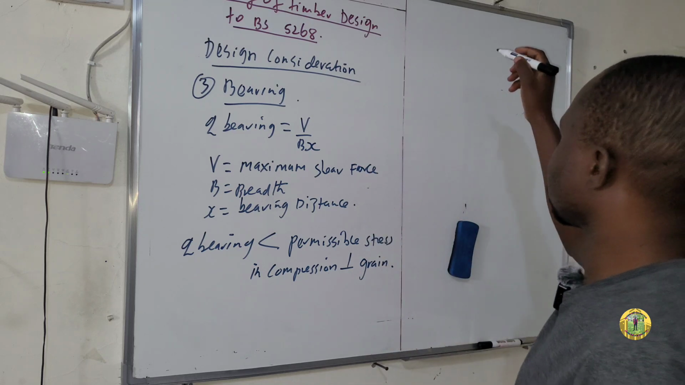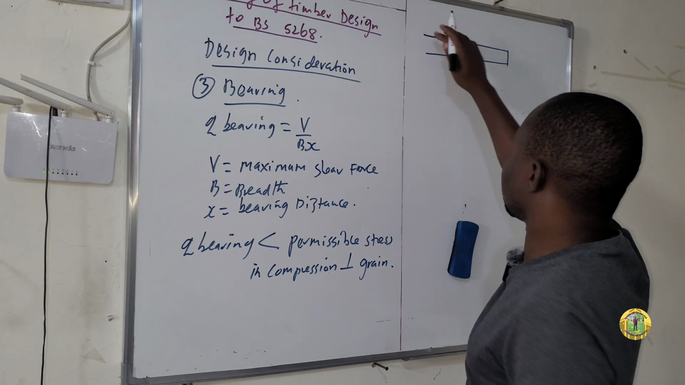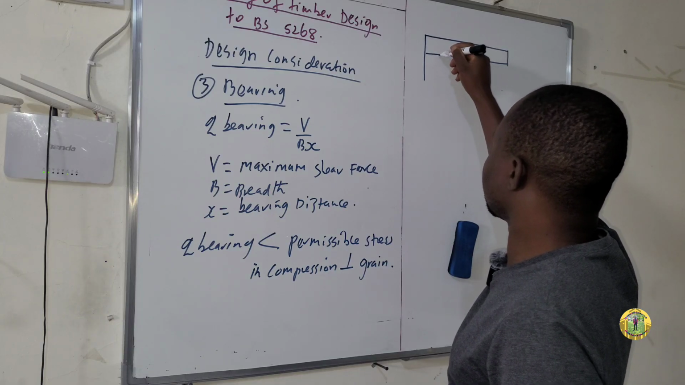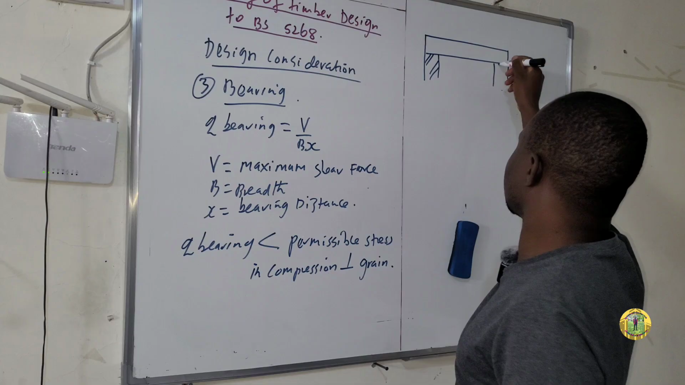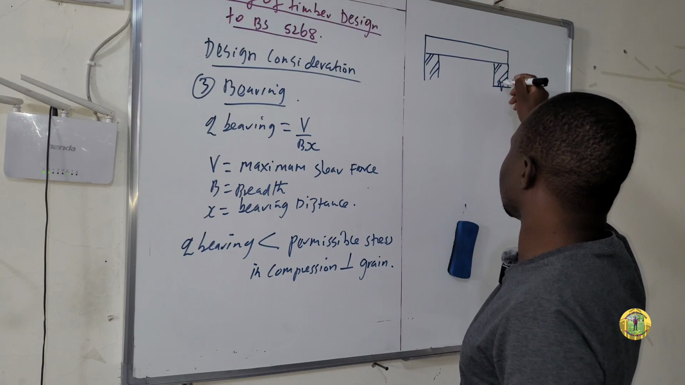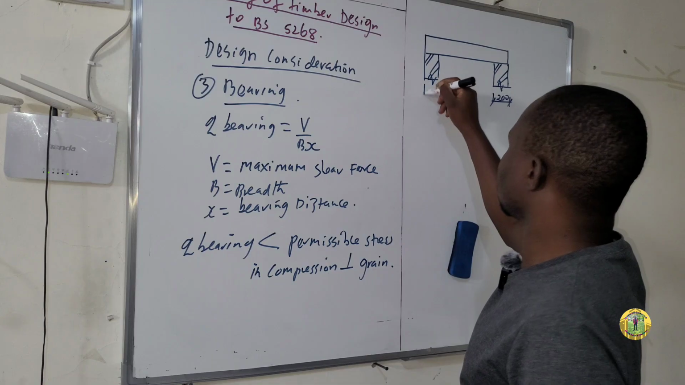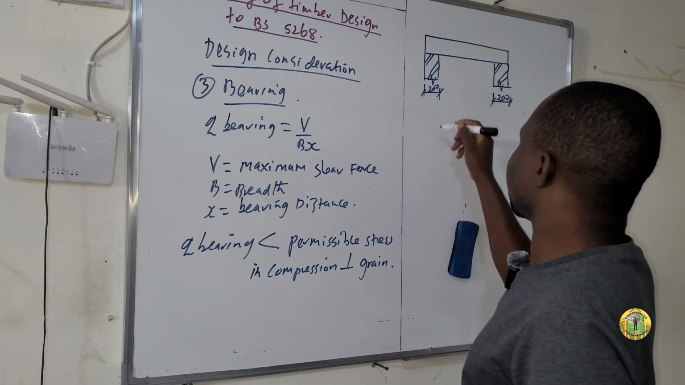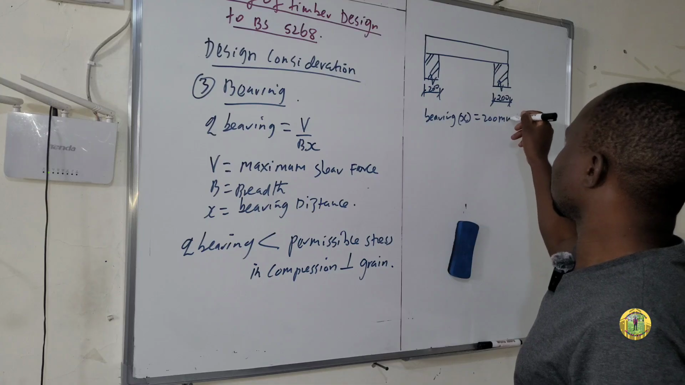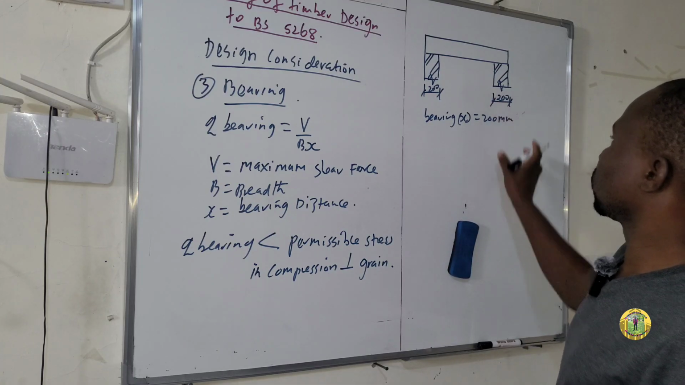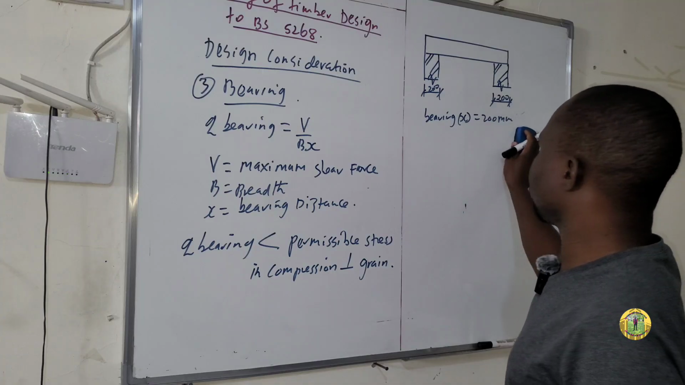So I want to explain this bearing distance. If this is a beam or a joist, and this joist is supported on the wall, and the thickness of this wall is 200, then the bearing distance, which is x, for this case will be 200 millimeter, which is the thickness of this wall. So that is all about the bearing distance.